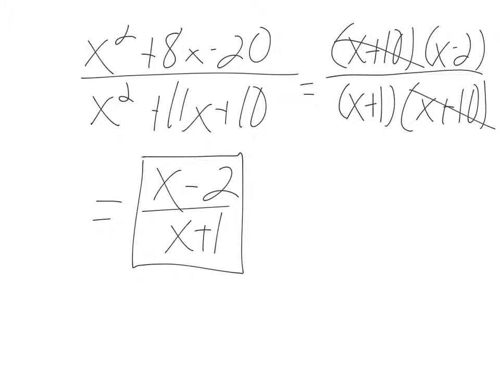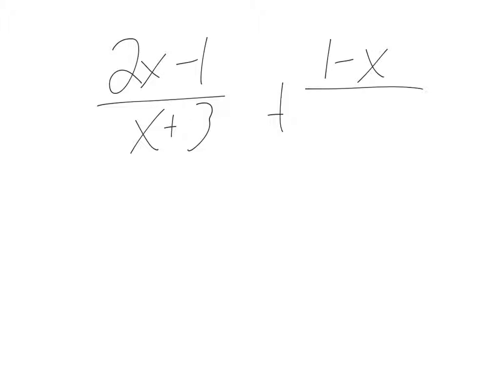But wait, there's more. We need to tell, like in the previous one, what would the domain be, and the easiest way to do that is just to come back to this part of the problem, and as we can see, x cannot equal negative 1 and x cannot equal negative 10. And there is our full answer. And let's do our last problem of this section.